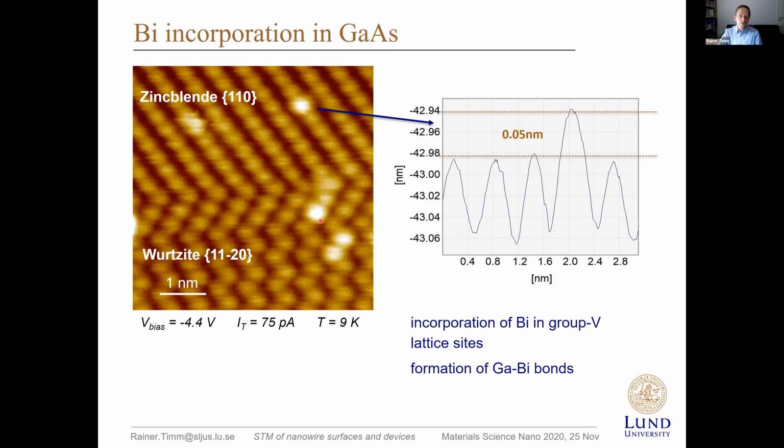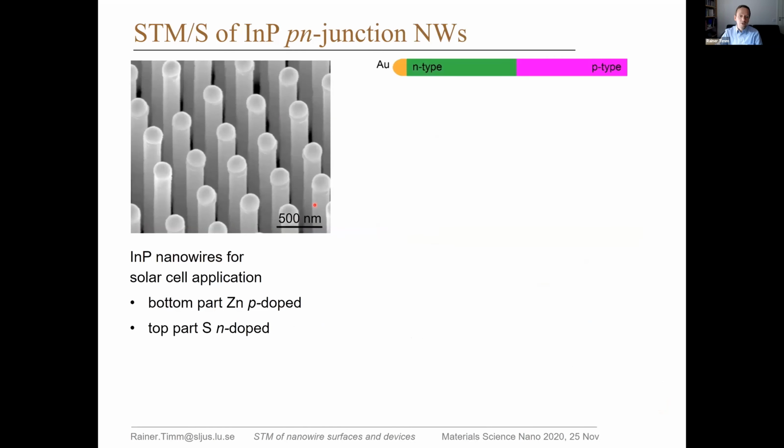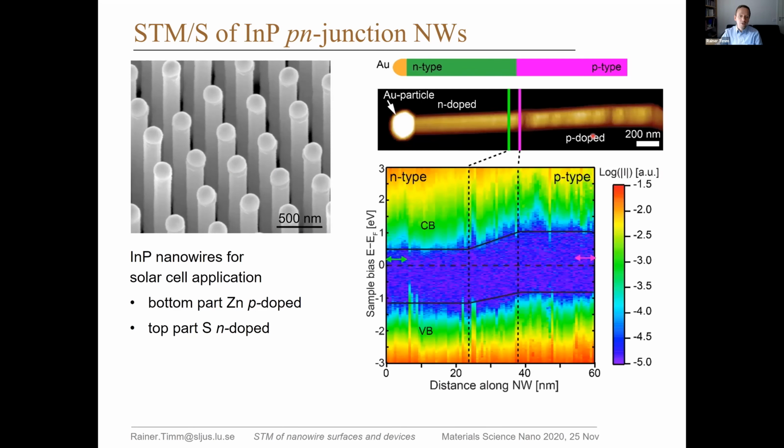Okay, so let's at this point leave our crystal phase heterostructures and instead go to doping heterostructures. What we have here are indium phosphide nanowires, which are aimed at solar cell application, as I have shown in the motivation. So we have nanowires which in the bottom part are p-doped with zinc, and in the top part are sulfur-doped, or n-doped with sulfur. If we look at them in an STM image, in this case we have the catalytic growth particle that we see strongly, but then we have a rather thin and long nanowire at the surface.